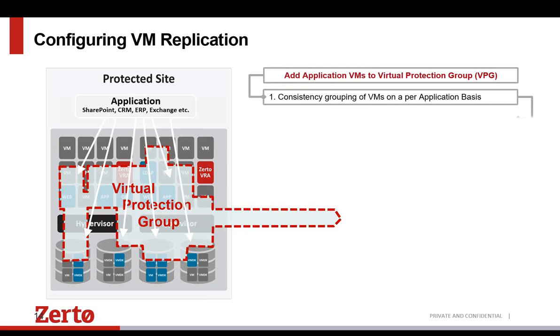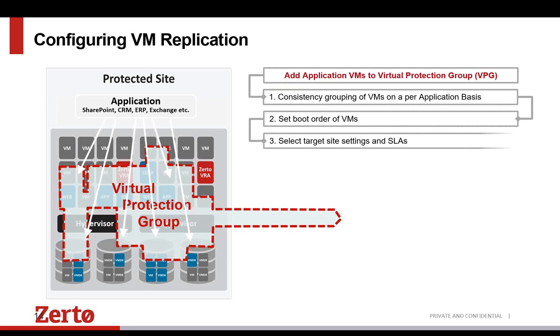You can set the boot order of the virtual machines to ensure that, for example, the database VMs come online first, ensuring the recovery works. You can select your target site mappings in terms of which data stores, hosts, and clusters you want the virtual machines to be registered against when failing over, as well as the SLAs around the continuous replication, so that if there's any breach in the SLAs defined, we will let you know.